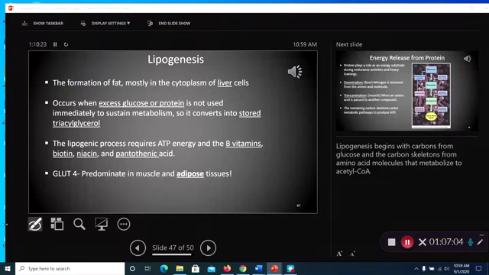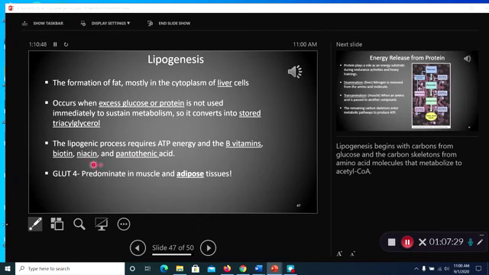Lipogenic processes require ATP energy. Okay, let me read that again. Lipogenic processes, these are processes that put on more fat, require ATP energy, and the B vitamins biotin, niacin, and pantothenic acid are required for that.